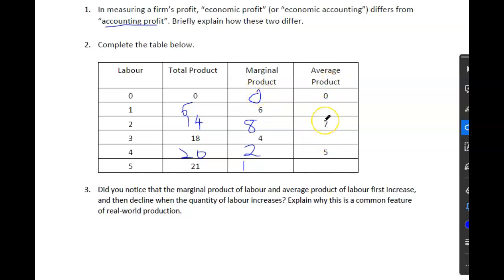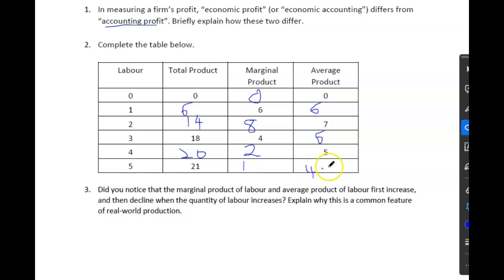Right. Now to work out average product, it's the total product divided by the labor. 6 divided by 1 is 6. 18 divided by 3, that's 5. No, actually it's 6. 5, okay, they gave you that. This one over here, the average product, so that's 21 divided by 5. When you work that out, that is 4.2. So it's 4.2.